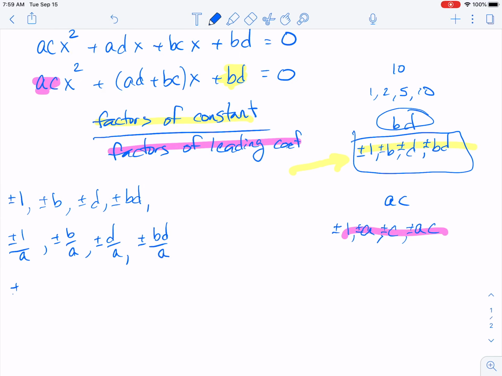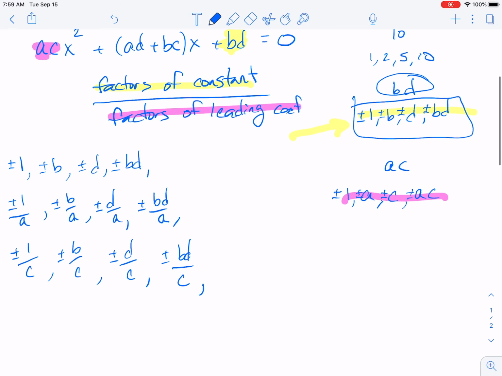I can have plus or minus 1 over C. I can have plus or minus B over C. I can have plus or minus, I just got lost, D over C. And I can have plus or minus BD over C. And the last set, based on this rational root theorem, would be plus or minus 1 over AC, plus or minus B over AC, and plus or minus D over AC, last one, plus or minus BD over AC. And if these are prime, nothing can cancel.